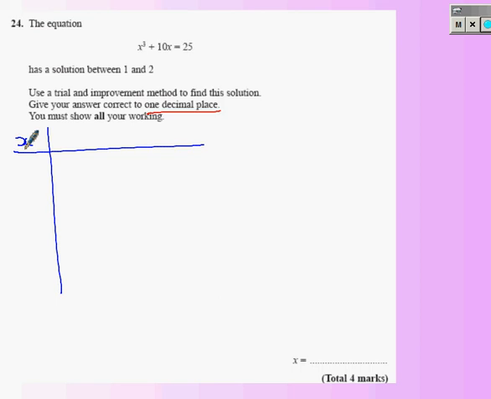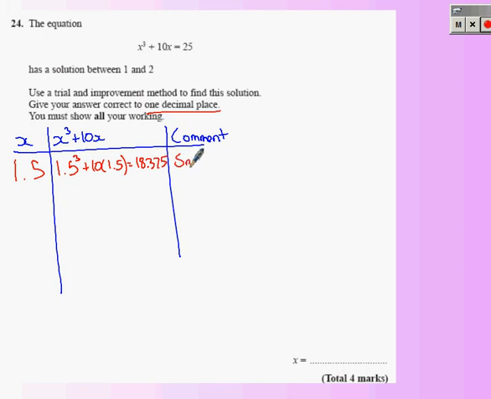So x is going to be our trial values. In the middle section, we're actually going to work out what is x cubed plus 10x. And in the final column, we're going to write some comment. So we know there's a solution between 1 and 2, so let's start by trialing 1.5. So when we put 1.5 in, we get 1.5 cubed plus 10 times 1.5. If you've got a decent calculator, you can do this all in one go, and we get an answer of 18.375. So that's too small.